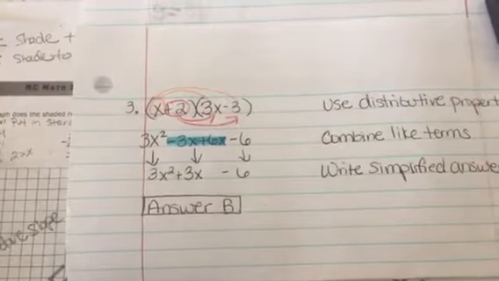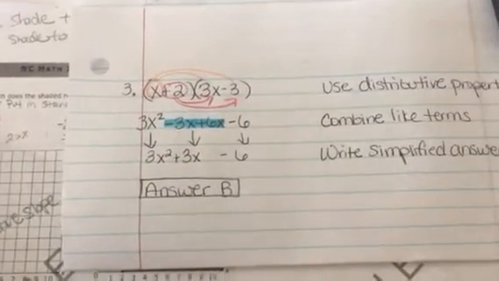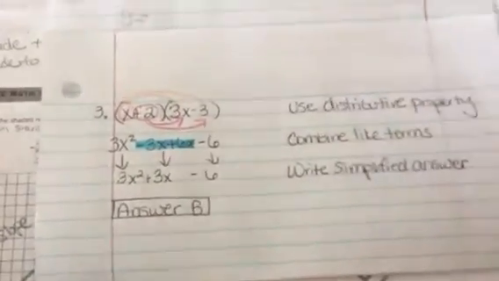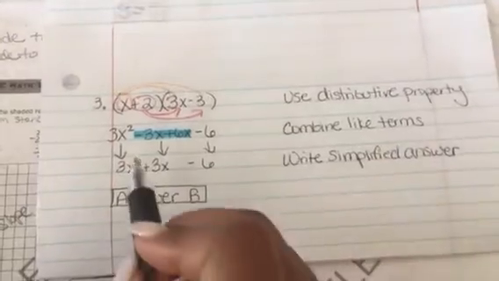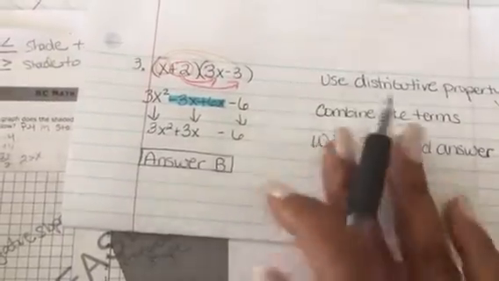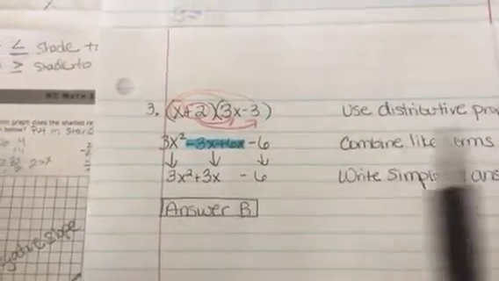So I have 3x squared, which simply comes down. I have positive 3x, which makes its way down. And I have negative 6, which makes its way down. We're going to write our simplified answer. We're going to take care to make sure that it's in standard form. Highest exponent to the constant. Okay. Then we're going to compare our simplified answer to the answer choices.